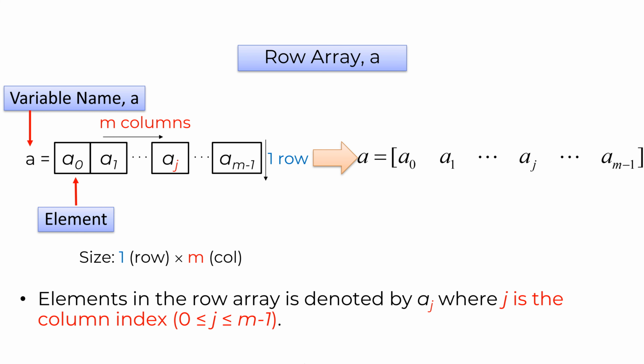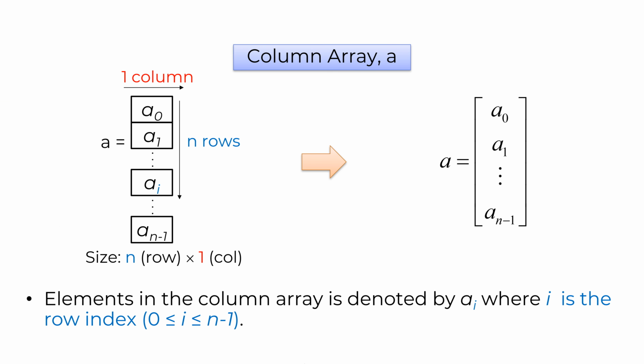To express the row array in math, the square brackets are used to enclose the sets of elements with a space between elements. Similarly, a column array is a one-dimensional series of elements in the vertical direction. The indexing is also similar, and A subscript i represents the ith element of the column array A. The column array can be written using the square brackets with the vertical element arrangement. The size of a column array is an n by 1 array.